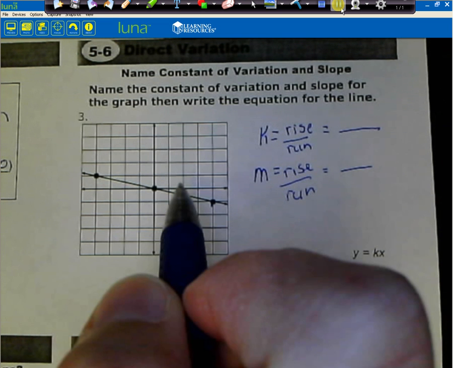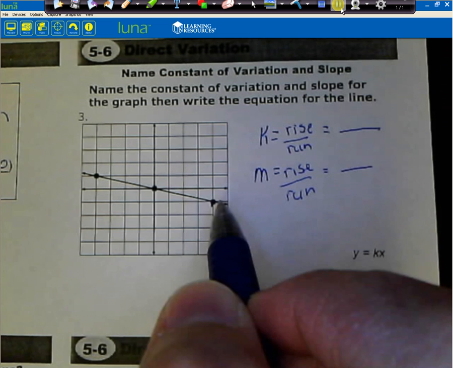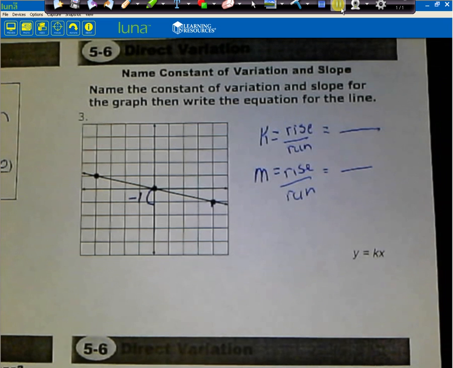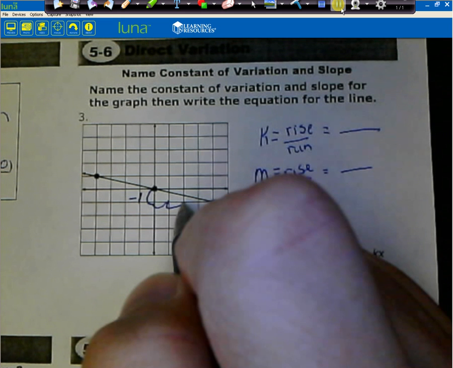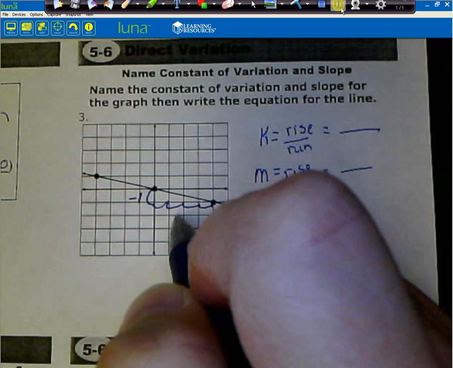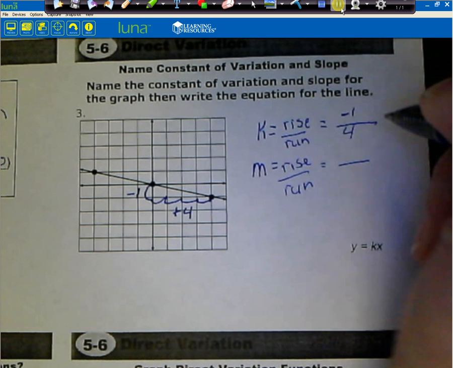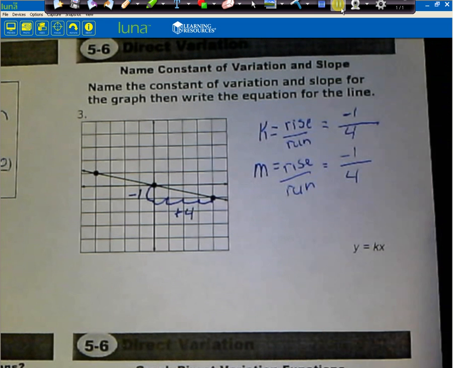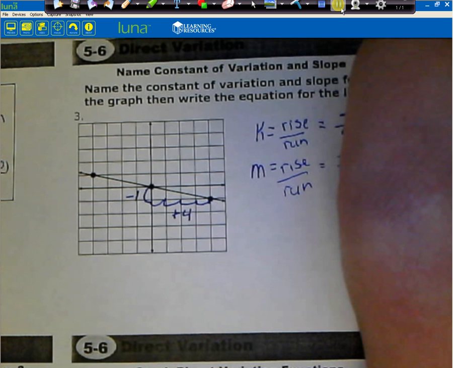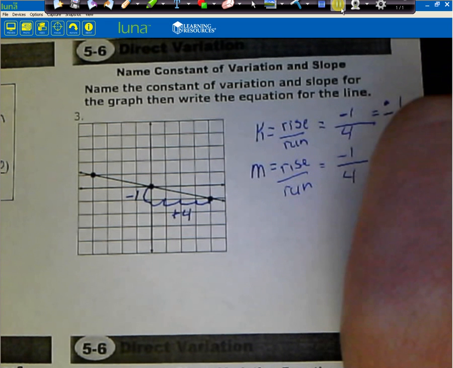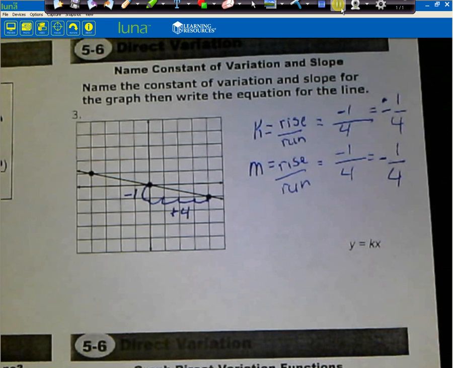I'm going to say, how do I get from here to here? Well, I have to go down 1. So since I went down, that's negative. And then I'm going to have to go to the right 1, 2, 3, 4. And since it's to the right, that's a positive 4. So my rise over my run here is negative 1 over 4 for both my k and my m. So my slope and my constant of variation are both negative 1 over 4. Again, we like for that negative to be out in front. Okay, so there's my k and my m, or my slope and my constant of variation.